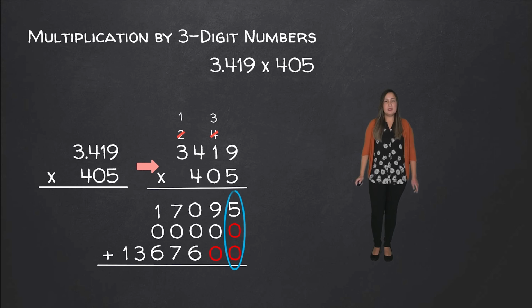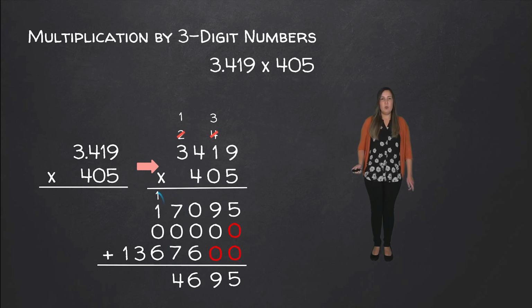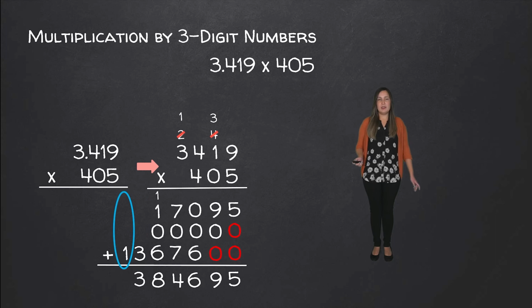5 plus 0 is equal to 5. 9 plus 0 is equal to 9. 0 plus 0 plus 6 is equal to 6. 7 plus 0 plus 7 is equal to 14. Bring up the 1. 1 plus 1 plus 0 plus 6 is equal to 8. Nothing plus 3 is equal to 3. And nothing plus 1 is equal to 1.